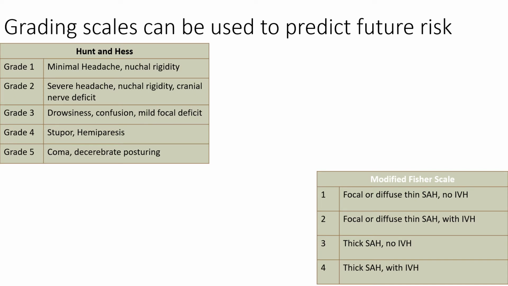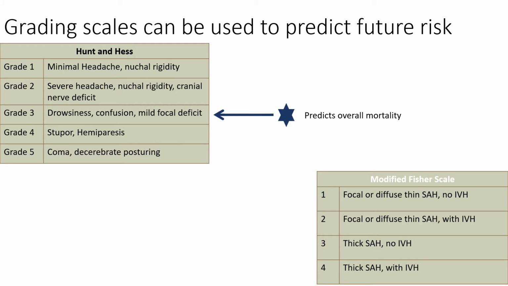When someone presents with subarachnoid hemorrhage, we also want to grade that subarachnoid hemorrhage. There are 2 grading scales that we use, the Hunt and Hess and the Modified Fisher scale. The Hunt and Hess scale uses the patient's initial presentation to determine what their risk of mortality is. The higher the grade, the higher their risk of mortality. Our particular patient was confused and drowsy, and so she would be a Hunt and Hess grade 3.